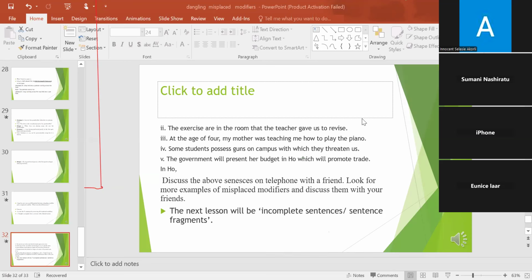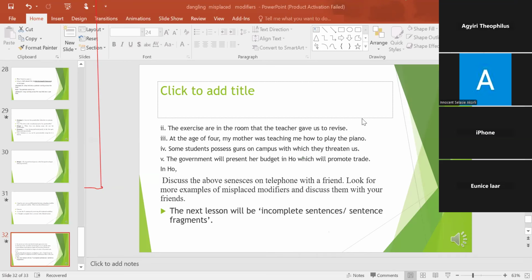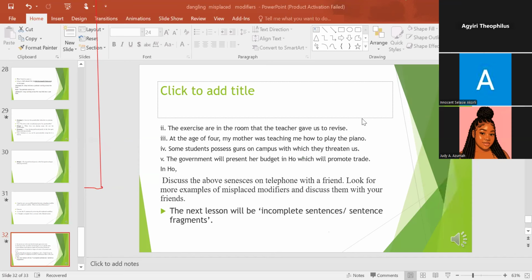What is the ambiguity here? Some students possess guns on campus. There's no problem with that one. Some students, with which they threaten. What is it? There's an ambiguity here. There is a point of misunderstanding, a point of confusion. Yes, with which they threaten.